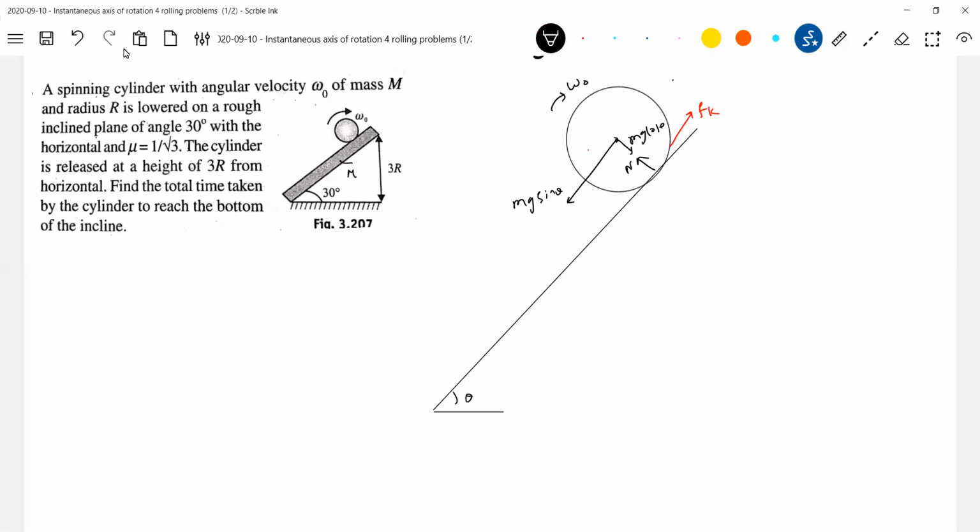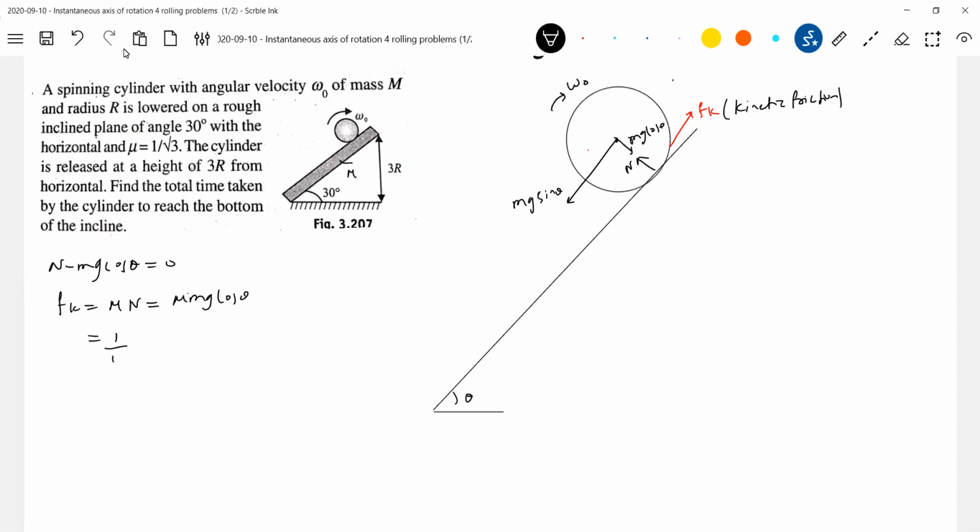Okay, he has given mu equal to 1 by root 3. Let's calculate all. What is Fk equal to, what is N equal to? Perpendicular to the inclined plane, N minus mg cos theta equals 0. So what is Fk equal to? Mu N. It's not a rolling friction, it's kinetic friction. Not a rolling friction, but sir, you only said rolling friction. Look at the condition: given angular velocity and released. So mu k, this will be mu mg cos theta.